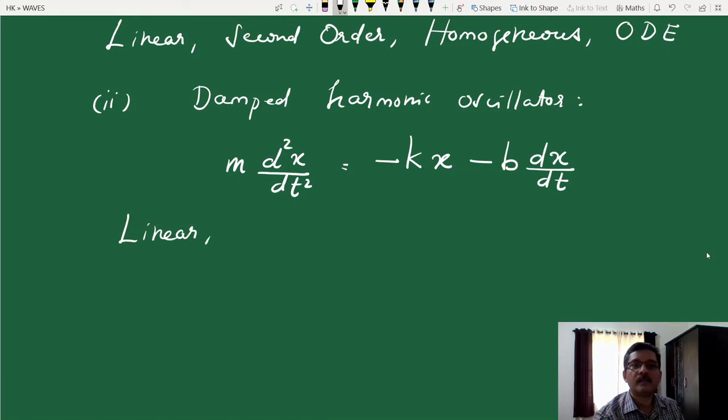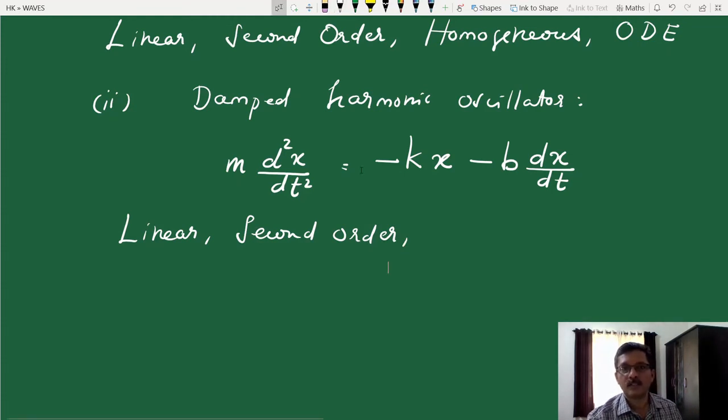The highest derivative is 2. See, you have x here, dx by dt here, d square x by dt square here. Highest derivative is 2, so it is again second order. And every term contains either the unknown function x or its derivative. See, second derivative, the unknown function x, first derivative. So every term contains either x or its derivative, so it's homogeneous.